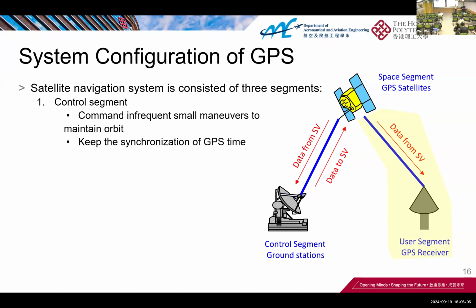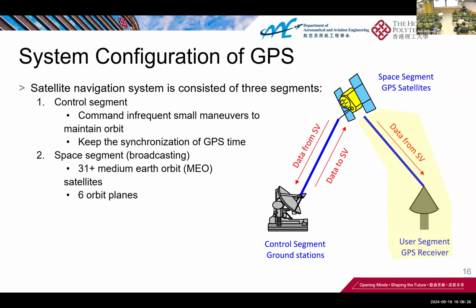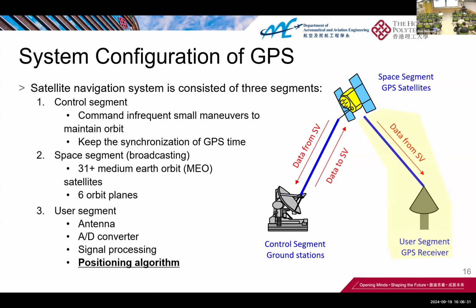Because a lot of applications rely on GPS, for example the navigation of shipments, industry, and high-speed trains. Different applications rely on GPS. So the role of the control segment is to monitor the health conditions of the satellites and also do some regular communications. As I mentioned, for GPS we have around 31, maybe currently 34 satellites. And from the user segment, we have antennas. The antennas receive the radio signals from the satellites. This is the first part.